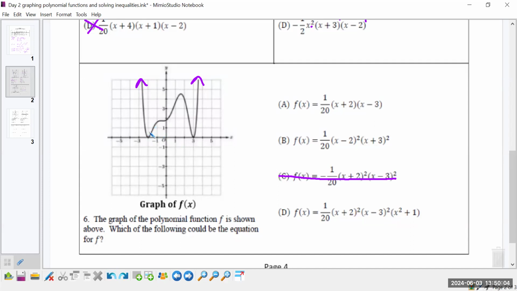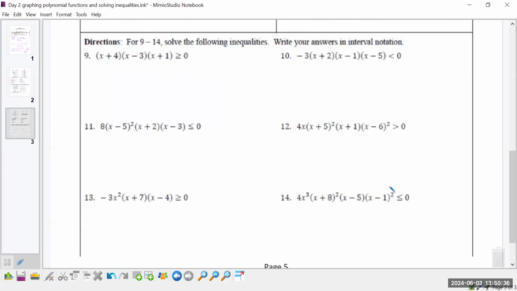Let's look at what we got. I've got zeros at negative 2 and 3, and they are both double zeros. So I'm going to eliminate A, because it has single zeros at negative 2 and 3. That's positive 2 and negative 3, so I'm going to eliminate B. Let me just double check here. This is a double zero at negative 2 and a double zero at 3. Then I've got some imaginary zeros that I don't really care about, but the answer is going to be D. Let's take a look at page 5.